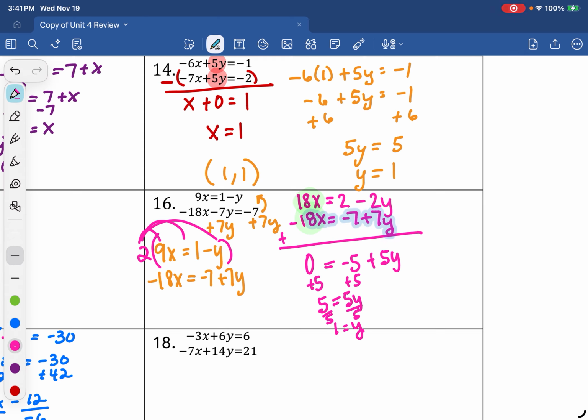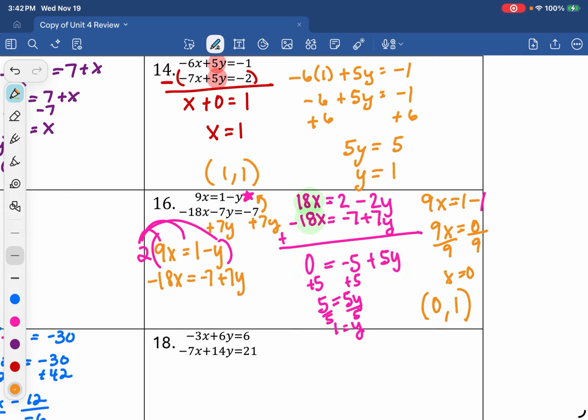Okay, now we're going to plug that in to our original equation over here. So we're going to do 9x equals 1 minus y. Y is 1. So we get 9x equals 0. Divide both sides by 9. X equals 0. So our solution is 0, 1.